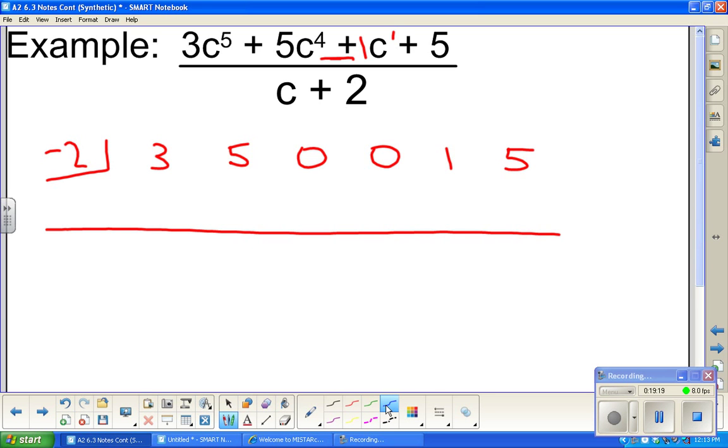All right, so you guys get it going. If you want to peek up, feel free, but see if we got the process. Bring the 3 down and then multiply, right?